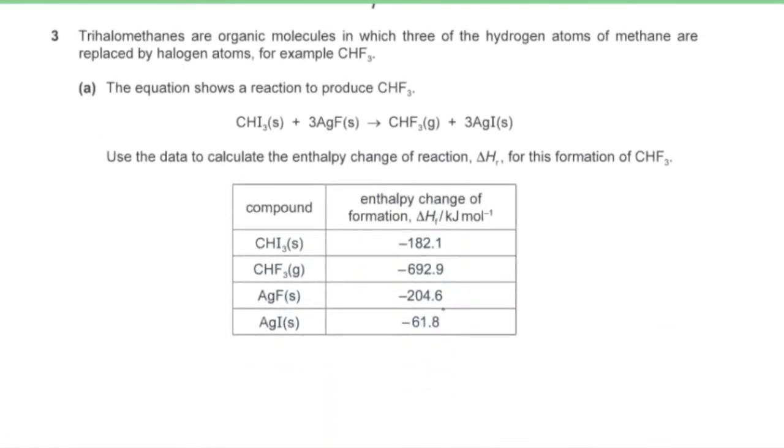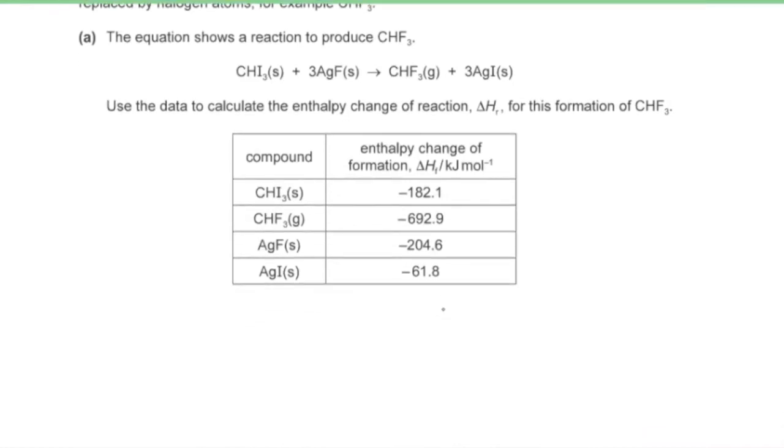Question number 3, trihalomethanes are organic molecules in which 3 of the hydrogen atoms of methane are replaced by halogen atoms, for example CHF3. The equation shows a reaction to produce CHF3. Use the data to calculate the enthalpy change of reaction for this formation of CHF3. So CHI3 plus 3 moles of AgF gives CHF3 plus 3 moles of AgI. Now for formation of all these molecules, we are already given their enthalpies.